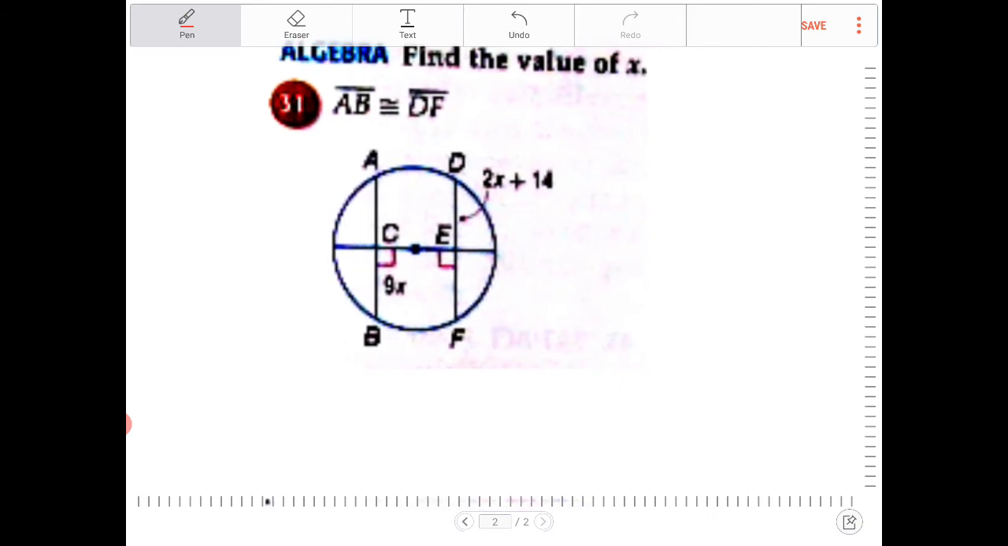Find the value of x. AB is congruent to DF. So again, those two chords are congruent, therefore they are going to be equal in distance. So if I have 2x plus 14 is DE, then that means EF must also be 2x plus 14. These segments are going to end up being the same. 2x plus 14 is equal to 9x. So subtract both sides by 2x, I end up with 7x is equal to 14. Divide by 7, x is equal to 2.